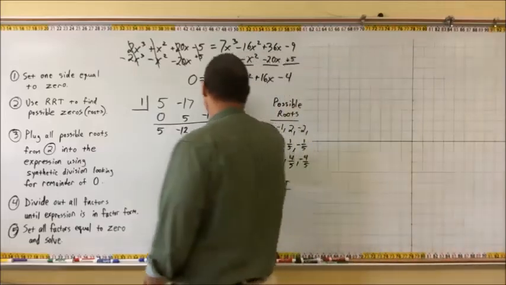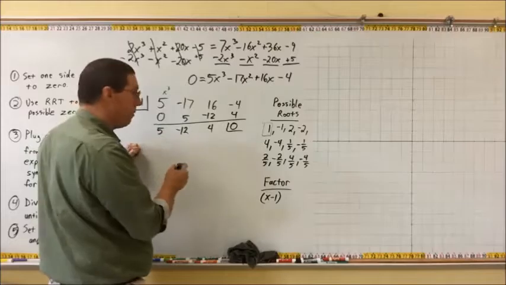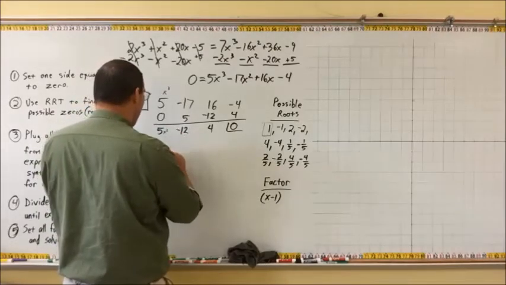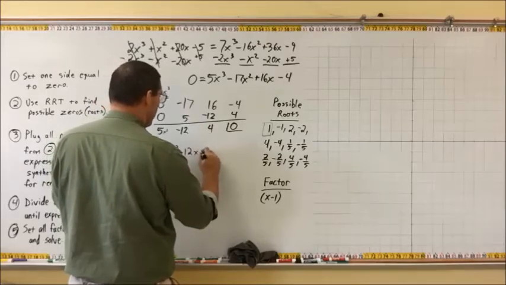Now this started off as an x to the 3rd power polynomial, right? Which makes this an x to the 2nd power polynomial. Let me go ahead and write this out. So I have now 5x squared minus 12x plus 4.